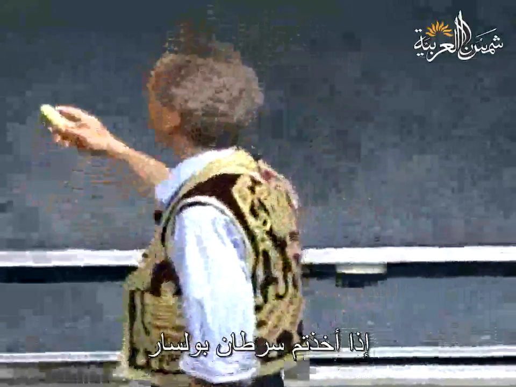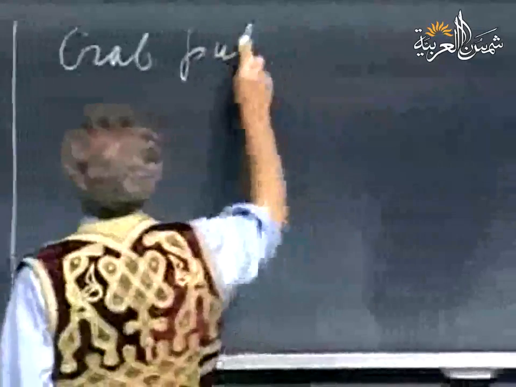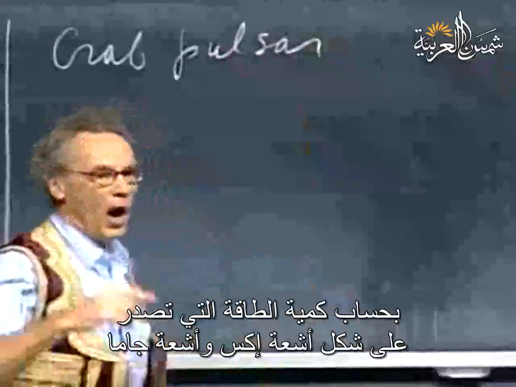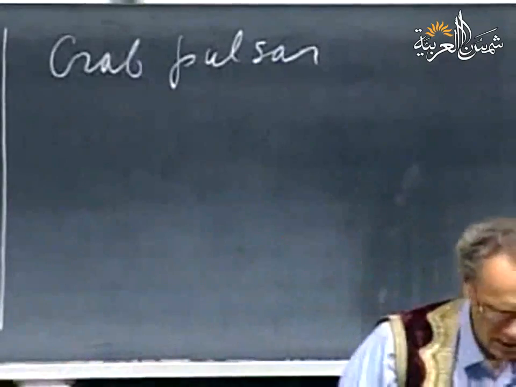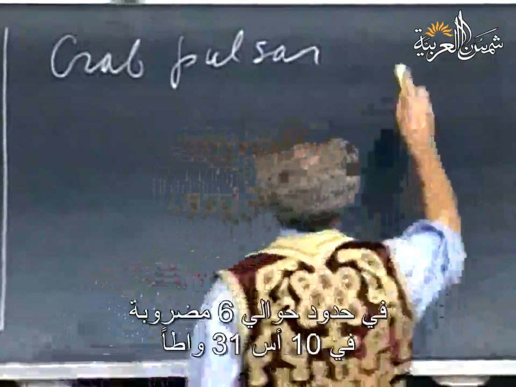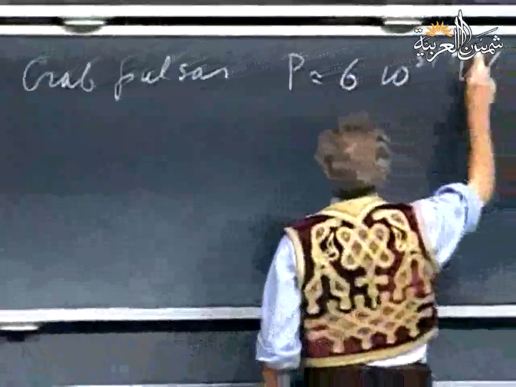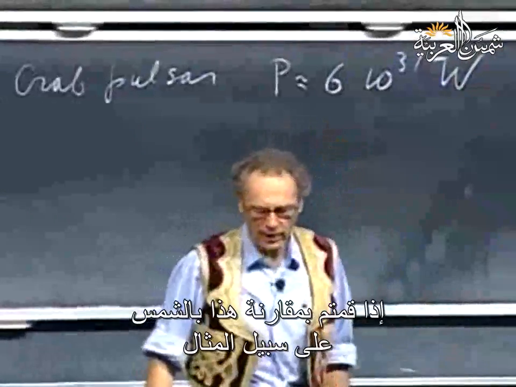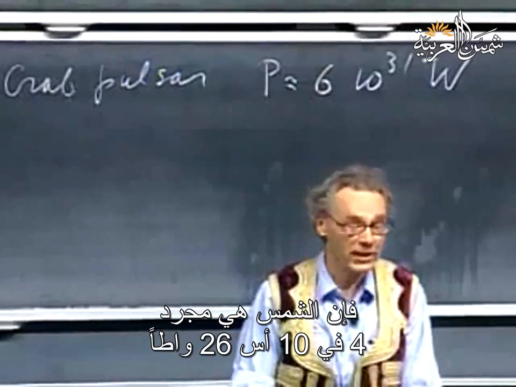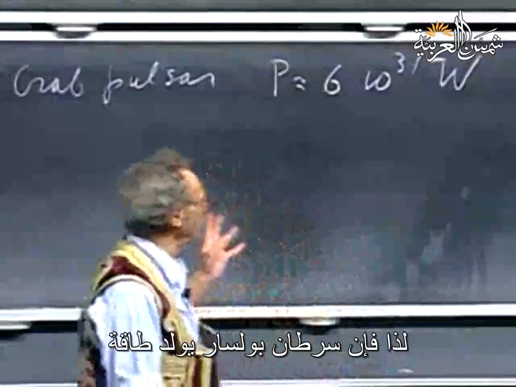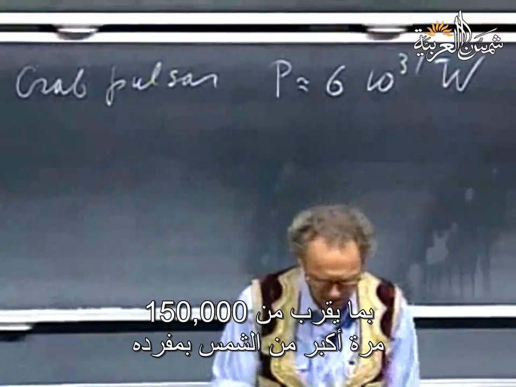If you take the Crab pulsar and calculate how much energy comes out in X-rays and gamma rays and everything that you can observe in astronomy, then you find that it has a power of roughly 6 times 10 to the 31 watts. It's a phenomenal amount if you compare that with the Sun, by the way. The Sun is only 4 times 10 to the 26 watts. So the Crab pulsar alone generates about 150,000 times more power than the Sun.